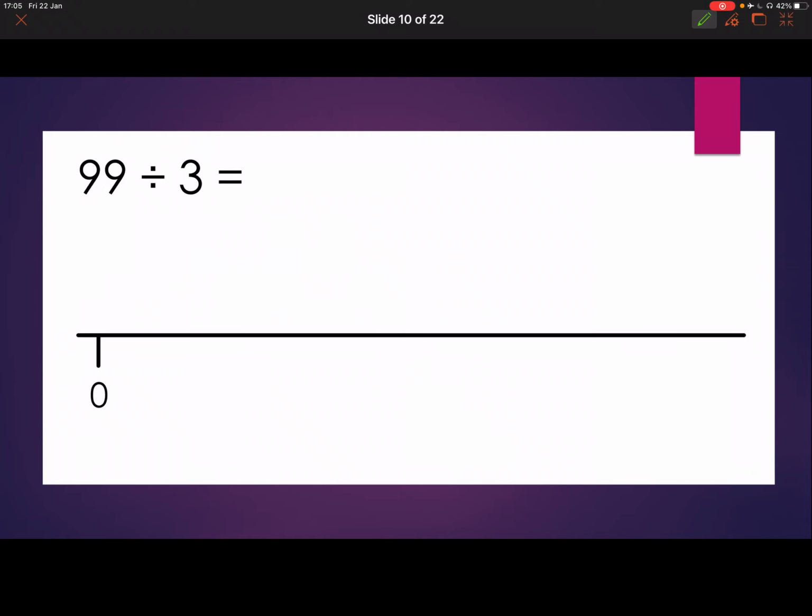Last one, 99, big number. We can go much larger. In fact, is it the last one? No, I've got one more after this. 10 3's, that's 30. I can do another 10 3's.